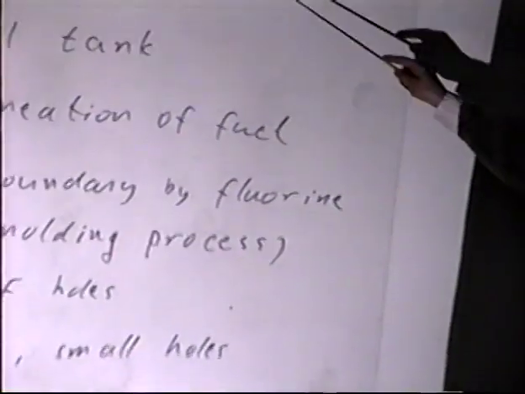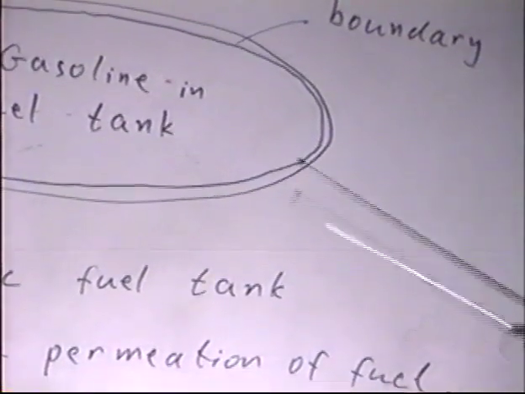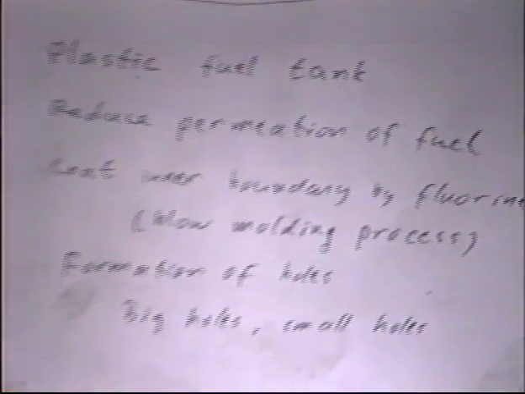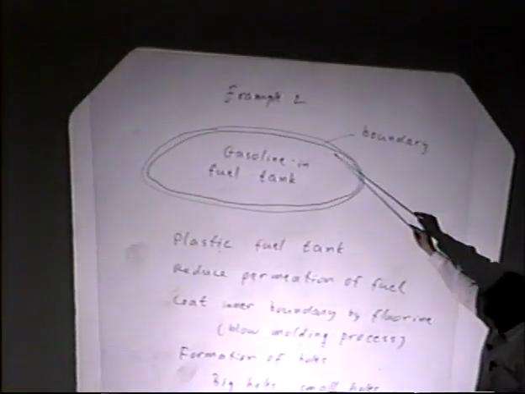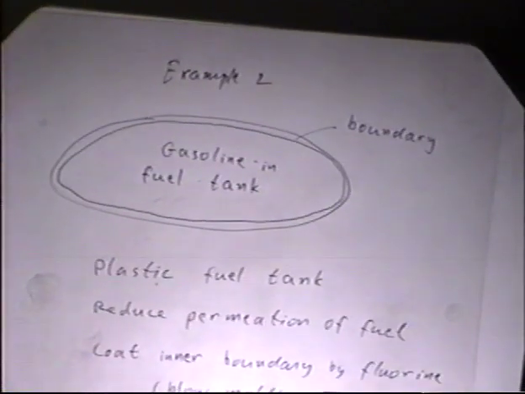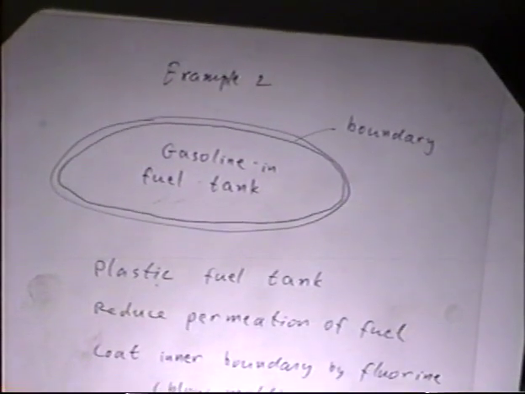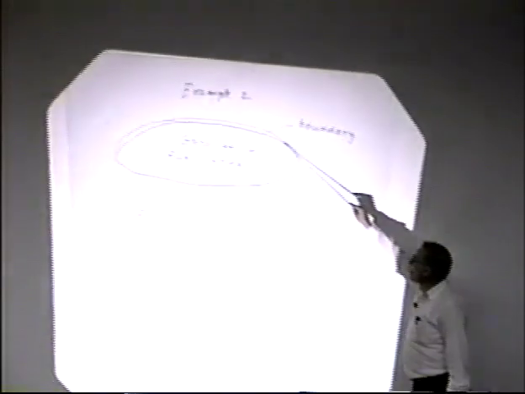So what they do, they take fluorine and they coat the inner part by a process which is called blow molding, with a stronger power and hotter stuff. And they fill all the interior with this material, and now it reduces the permeation. But it doesn't do a perfect job. There are little holes everywhere. There's also a big hole where they do the blow molding.